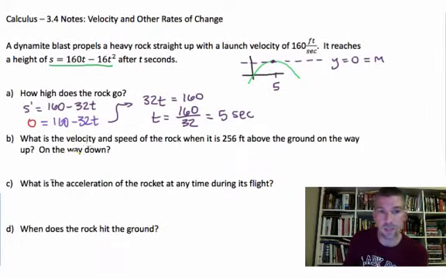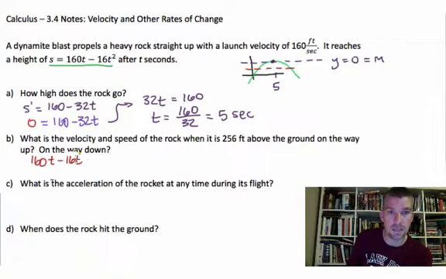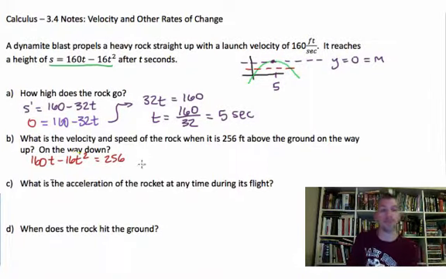Okay, so what is the velocity and speed of the rock when it's 256 feet above the ground on the way up and on the way down? So again, now we're wanting to know, if we go back up here to this graph, when is my height equal to 256 feet up and down? So I'm going to take my position equation, 160t minus 16t squared equals 256, because that's the question, where does my position equal 256 feet above?